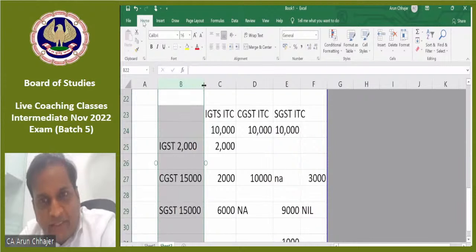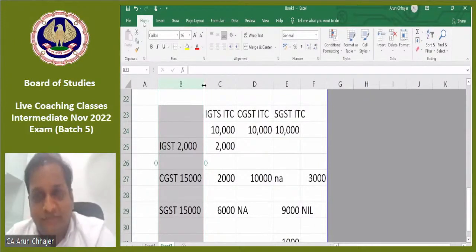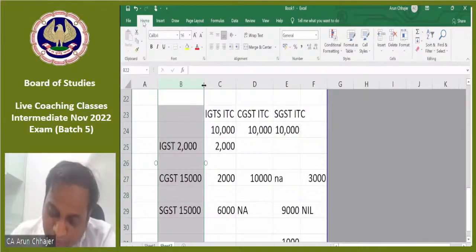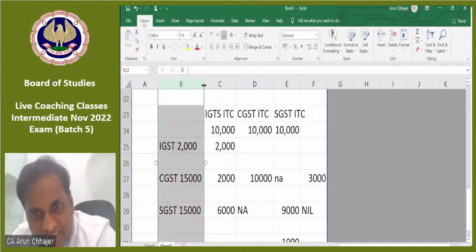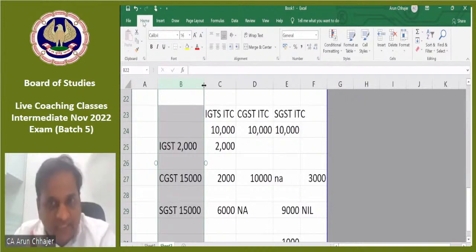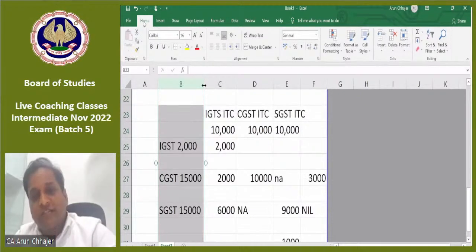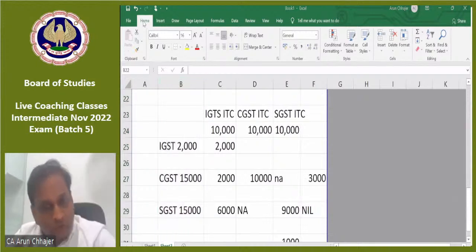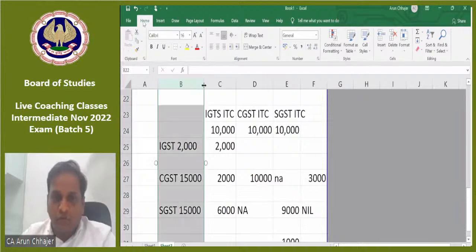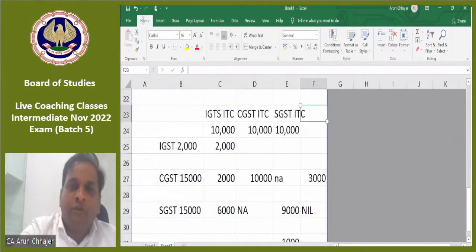Do you agree with me? In this case, this taxpayer has to pay 3,000 in cash, and the SGST closing balance of input tax credit is 1,000. Please confirm. In this case, the taxpayer has to pay 3,000 of CGST in cash, and SGST ITC is 1,000. Is it clear? Kindly confirm the closing status. There is no fourth column. Okay, you are talking about this one.